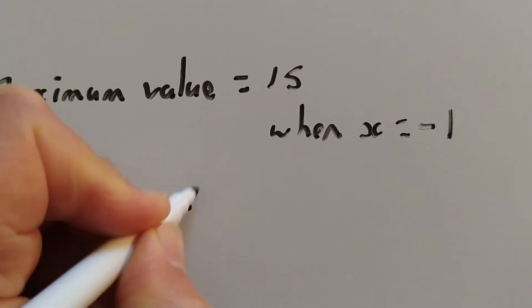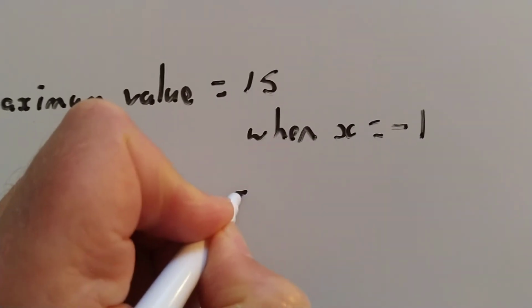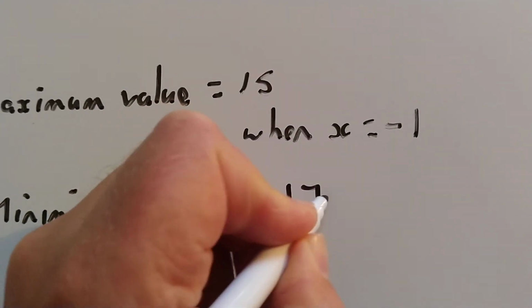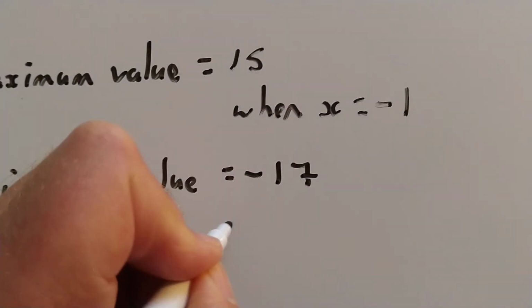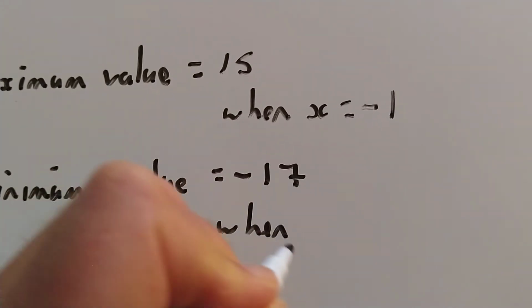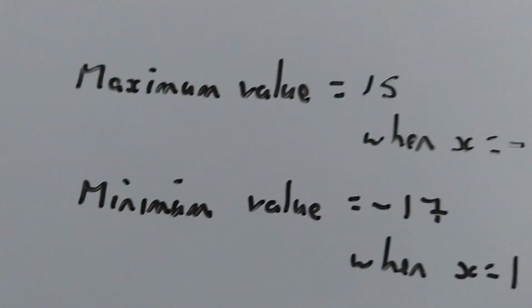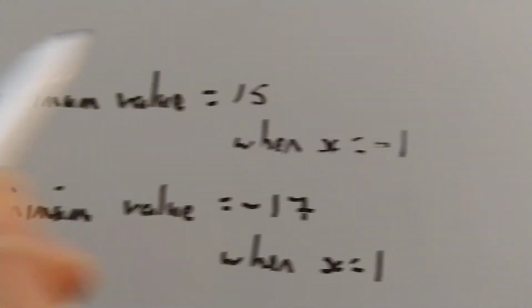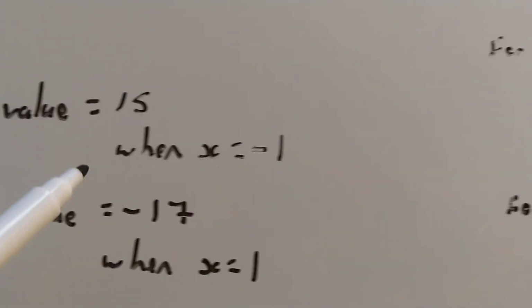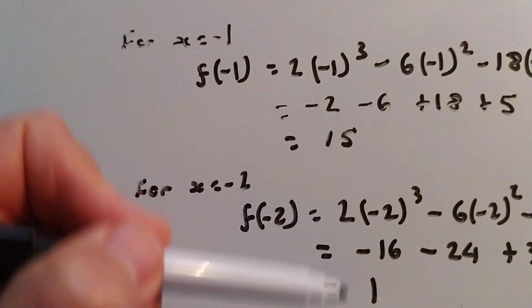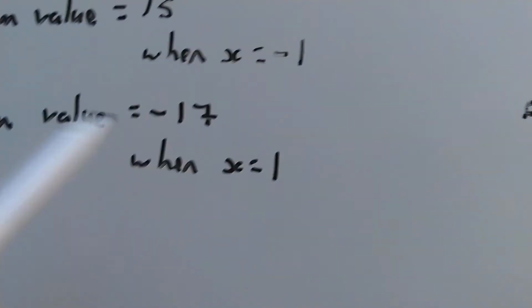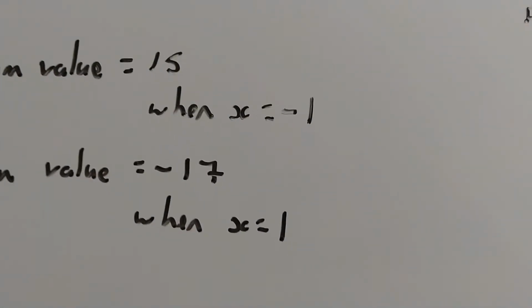Minimum value, from my three values, is negative 17. That occurred when x equals 1. And for just stating what seems perhaps quite obvious from my results, which is the maximum value and which is the minimum, that gives me a mark.